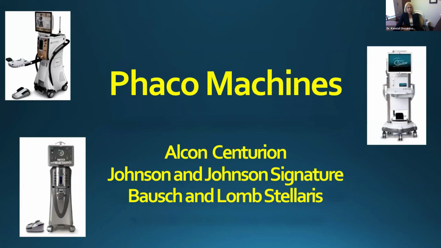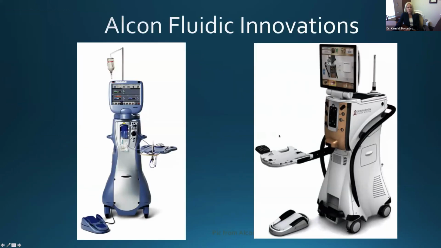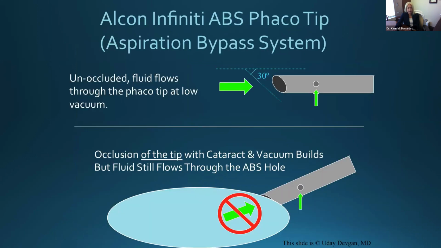So let's go through the phaco machines. I think the Alcon Infinity or the Centurion are the most common ones used, kind of have the market share in most of the world, although there's also the Johnson & Johnson Signature and the Bausch & Lomb Stellaris, also great instruments and more common in Europe, I would say. So the Alcon fluidic innovations, we have here both the Infinity and the Centurion. I use the Centurion at this point in time, but I think a lot of people still are using Infinities, and those are great machines. So we'll go through some of the advances and differences between the Infinity and the Centurion.